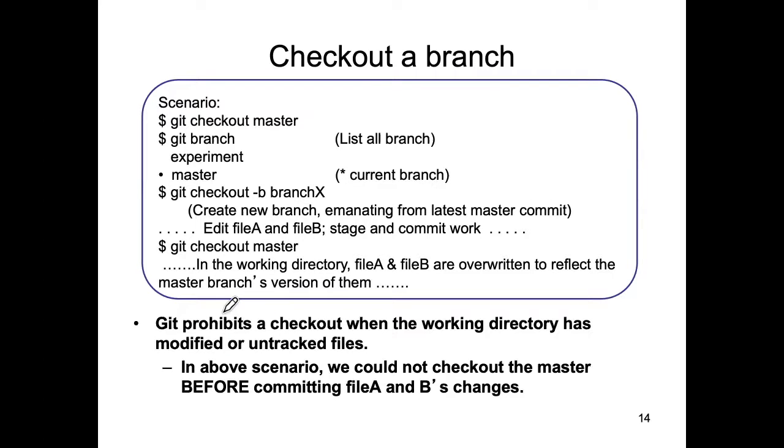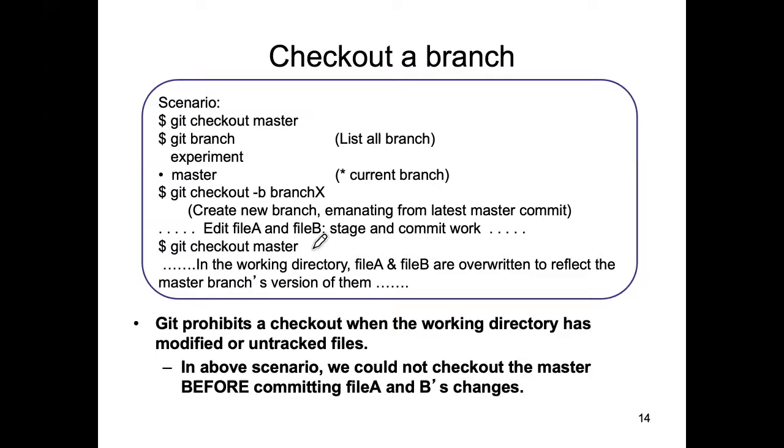And I've already mentioned this. Git actually prohibits you doing a checkout if you have modified files that you haven't committed on your working directory. So if I just explain what I'm saying down here, if we go back to here, I am creating a new branch X, and I'm also switching to that branch, making it the current branch. Then I go along and I edit file A and file B. I don't commit now, I just edit them and leave it at that.